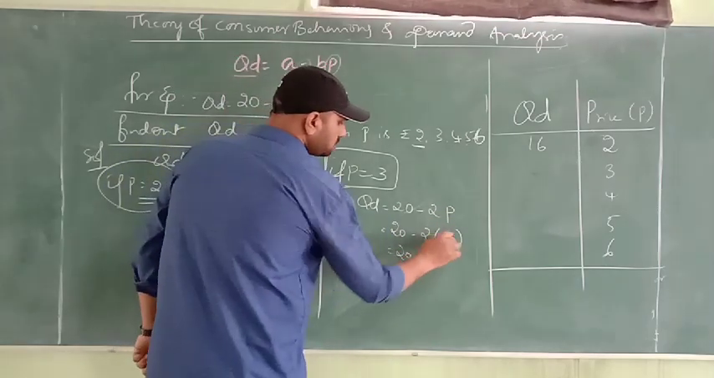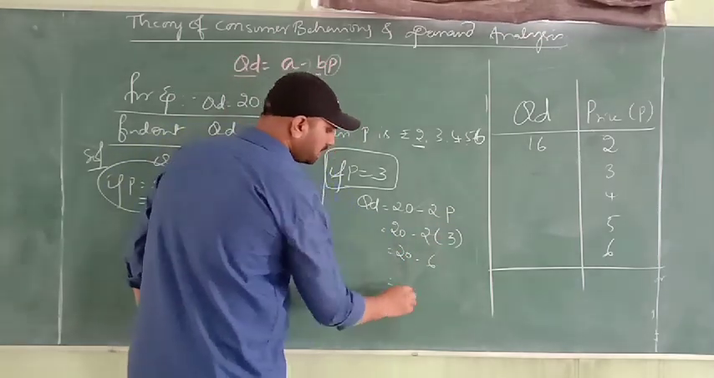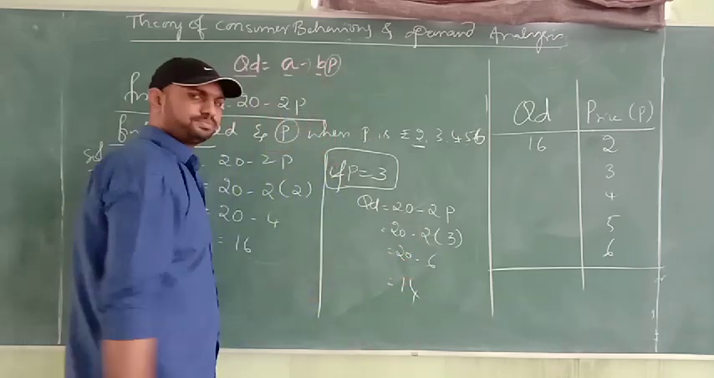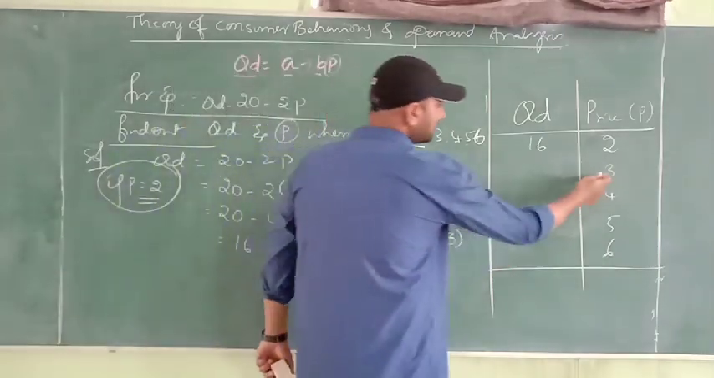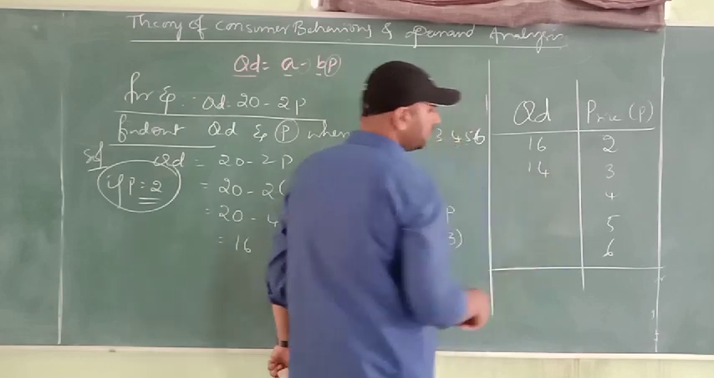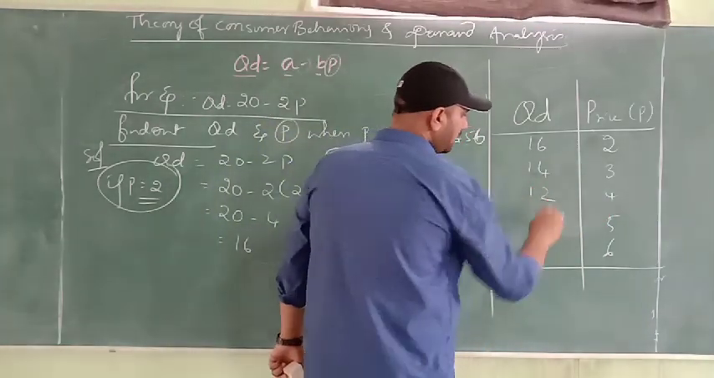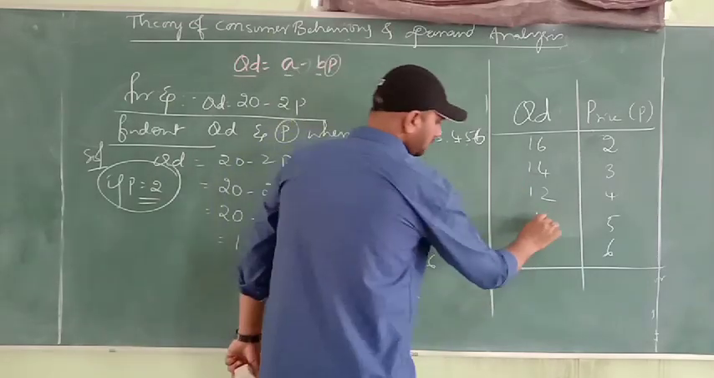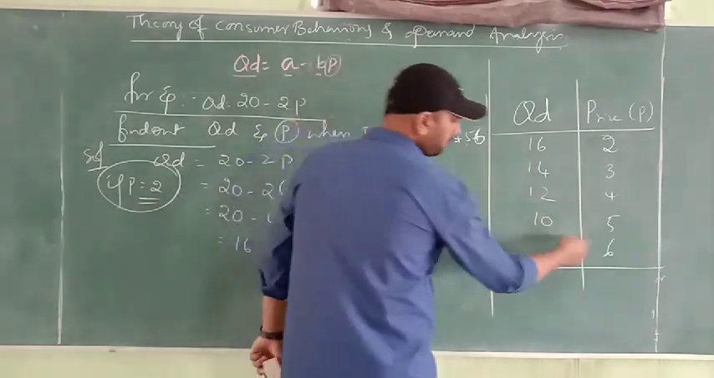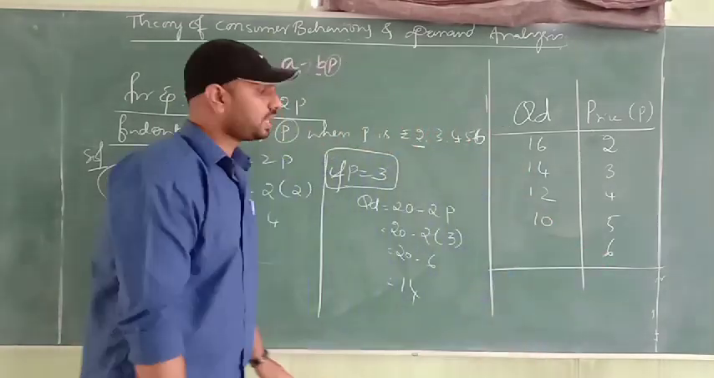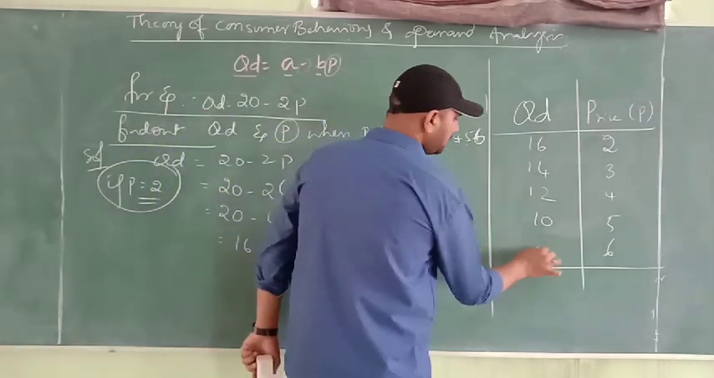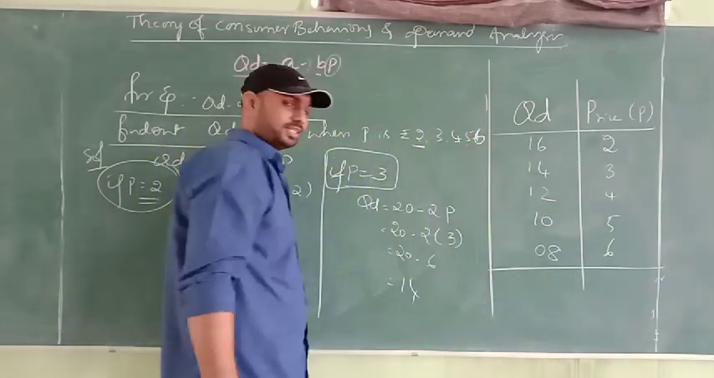So 20 minus 2 times 3 is 6, then the demand will be 14. Okay, yeah? So when the price increases to 3, demand decreases to 14. When it becomes 4, then it becomes 12. When it becomes 5, then it will become 10. Then when the price becomes 6, then demand becomes 8 quantity.